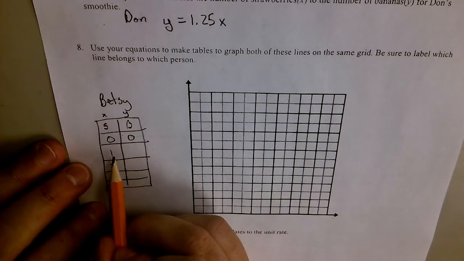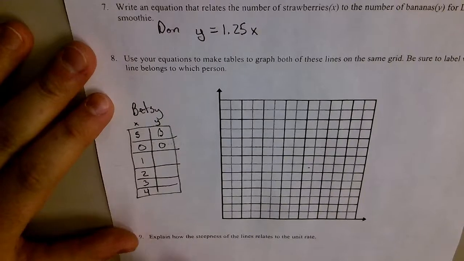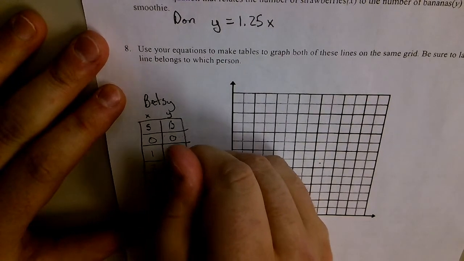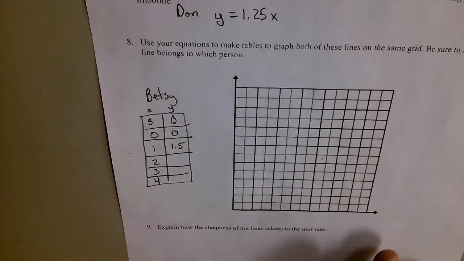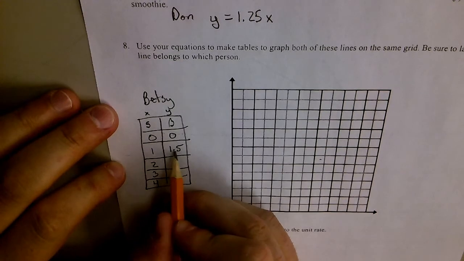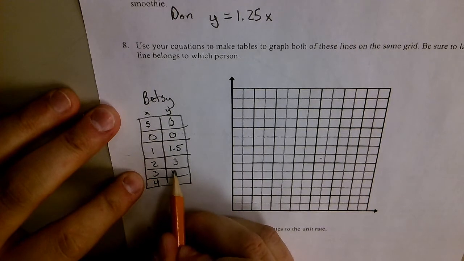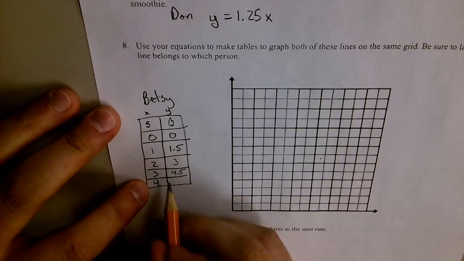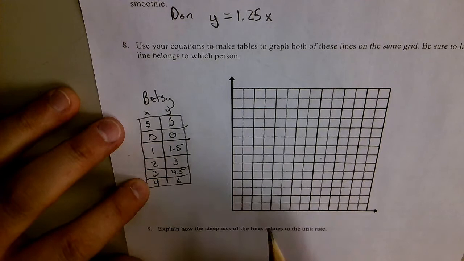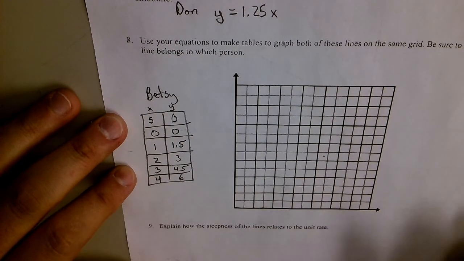If she uses 1 cup of strawberries, we already decided on the other page, for every cup of strawberries, we use 1.5 bananas. So for 1 cup of strawberries, we're going to use 1.5 bananas. For 2 cups, we're going to keep going up by this 1.5. So this would be 3, 3 would be 4.5, and then 4 should be 6, which is what we had, right? 4 cups of strawberries in the recipe for 6 bananas.